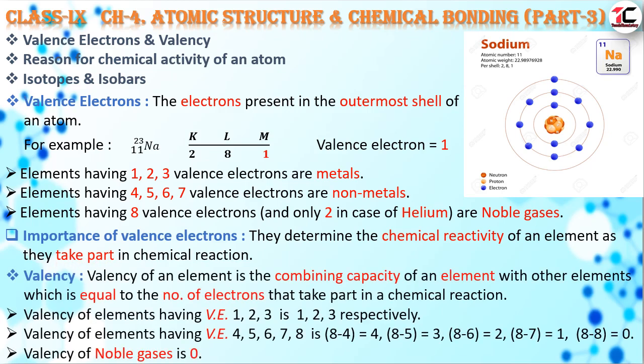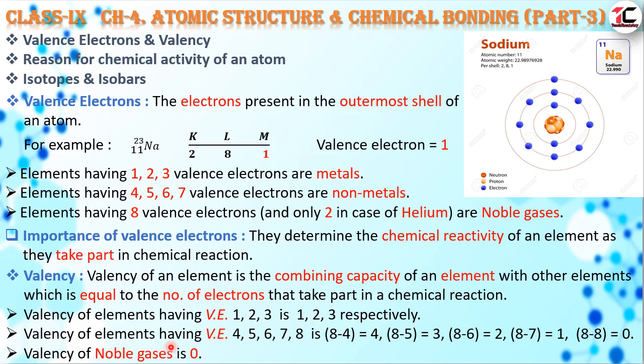Let us see valency. Valency of an element is the combining capacity of an element with other elements, which is equal to the number of electrons that take part in a chemical reaction. Valency of elements having valence electrons 1, 2, 3 is 1, 2, 3 respectively. That is, one valence electron, valency 1, two valence electrons, valency 2, and so on.